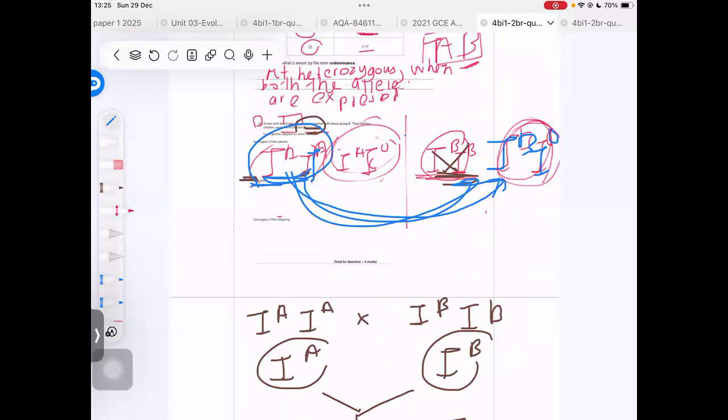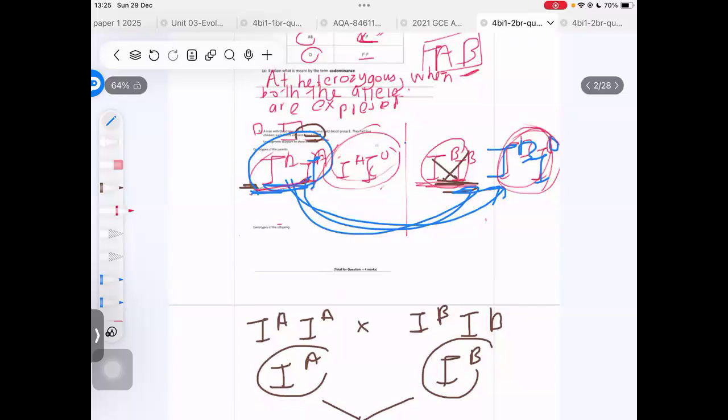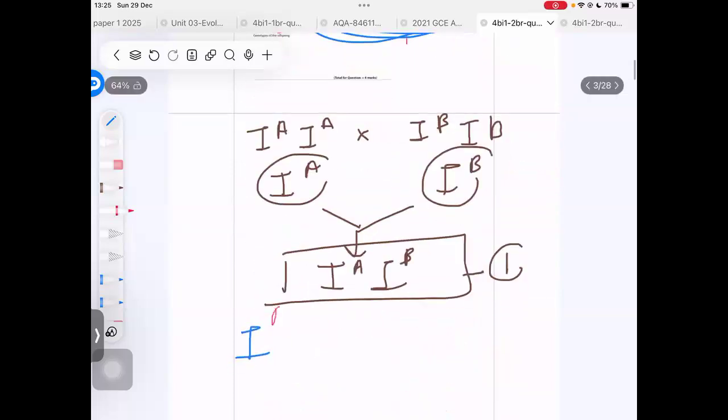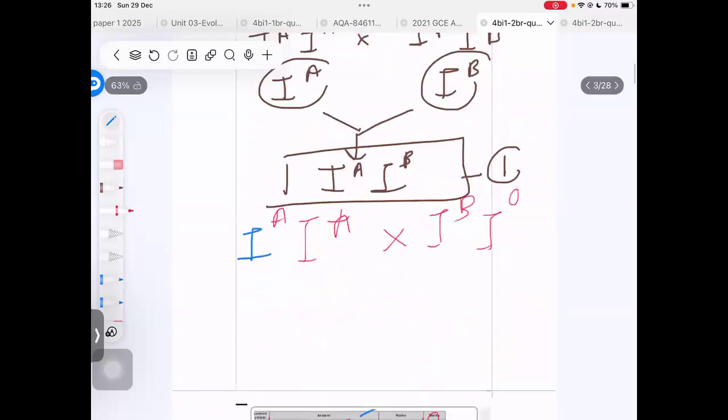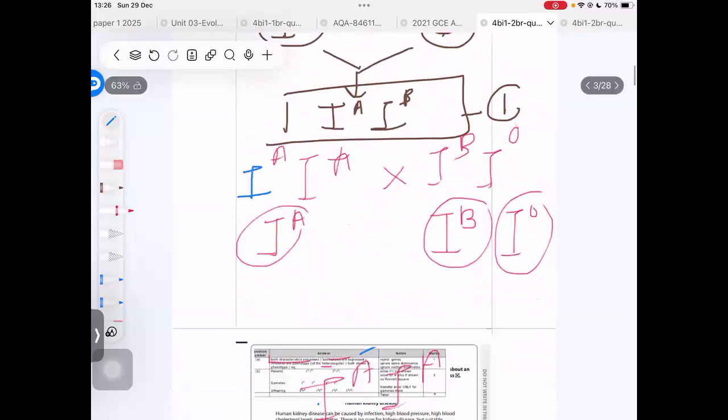So again, in your rough worksheet, try out IA, IA cross with IB, I note. Let's see whether we are going to get 4 different blood groups. Here the gamete is going to be IA. What are the 2 gametes we are getting from the mother? IB gamete, and we are getting I note gamete as well. Then let's cross them. IA, IB, and here we are getting IA, I note.